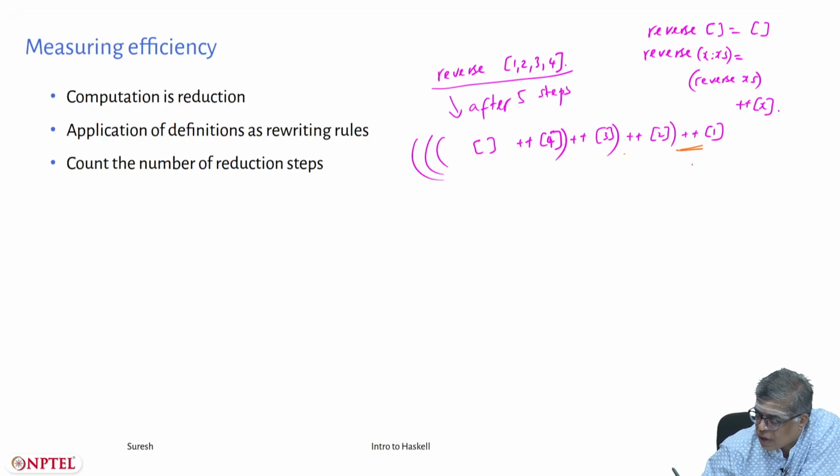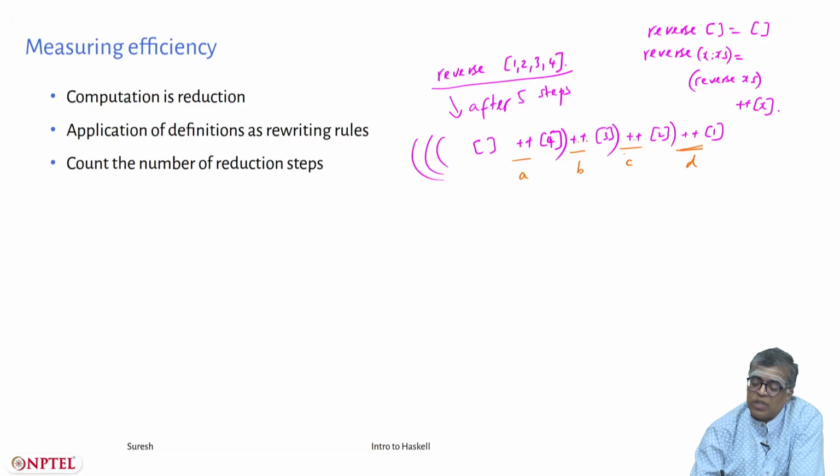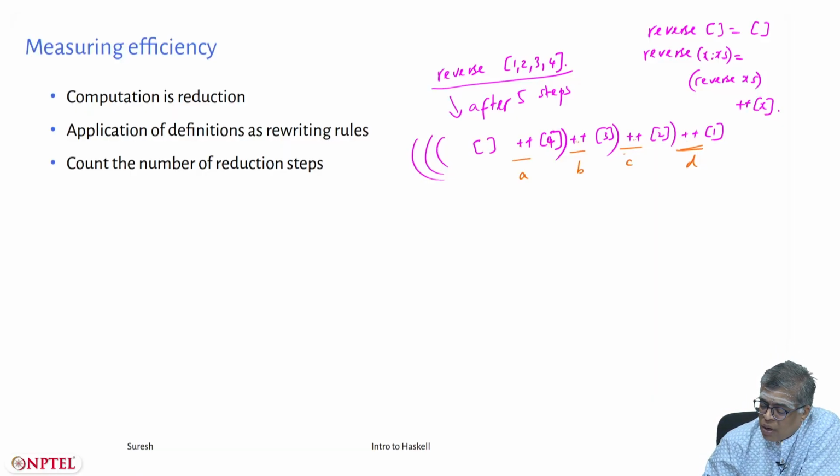Now it has to do this plus plus, so this is the outermost, but to evaluate that it needs to evaluate this plus plus, to evaluate this plus plus it needs to evaluate this plus plus, and to evaluate this plus plus it needs to evaluate this plus plus. So this goes in the order 1, 2, 3, 4, or let me use different letters A, B, C, D, let us say. This happens first, then this happens, then that happens, and then the D happens. Okay. So now how many steps are needed to do empty list plus plus 4?